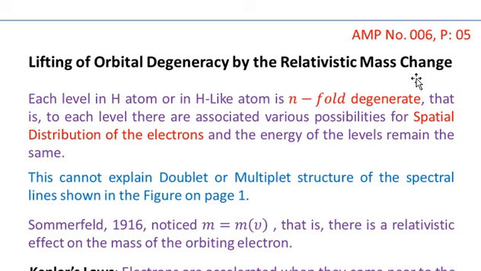It means that the value of the total energy of the atom is now going to depend not only on the principal quantum number n, but will also depend upon the orbital quantum number L of the atom. And the degeneracy is lifted. That is why we call the topic lifting of orbital degeneracy. Orbital degeneracy means that now the energy is also going to depend upon the orbital quantum number, and this will be due to the relativistic mass change.